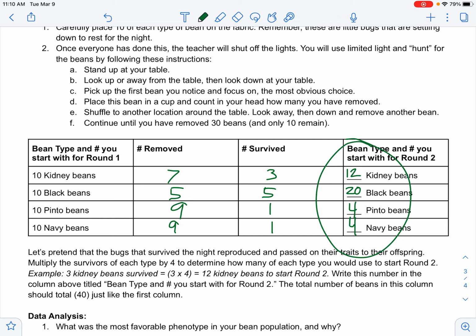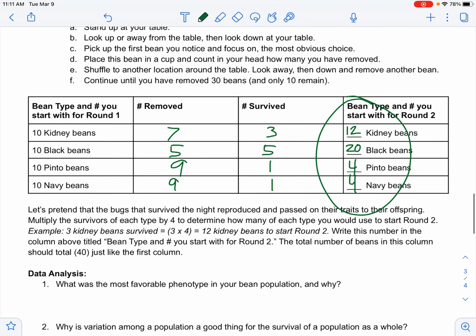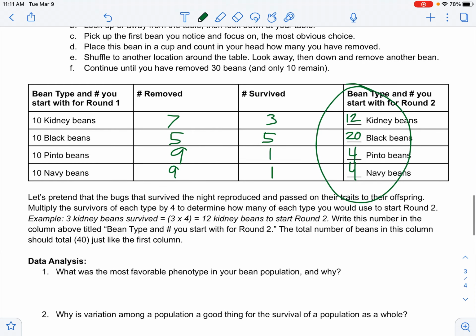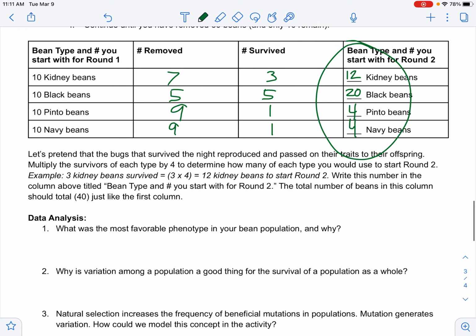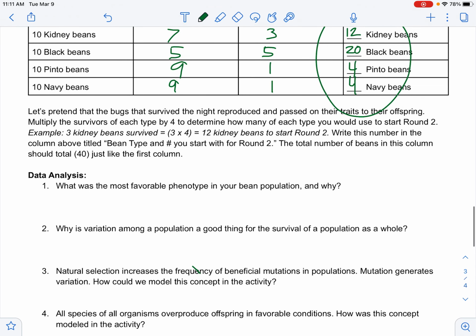The predator was able to see and hunt for beans that had phenotypes that were not advantageous for survival. And the ones that had phenotypes that were advantageous survived, and eventually you might come to a situation where no navy beans or pinto beans or even kidney beans perhaps would survive if this were going to keep going on and on. So for my data here, what was the most favorable phenotype?